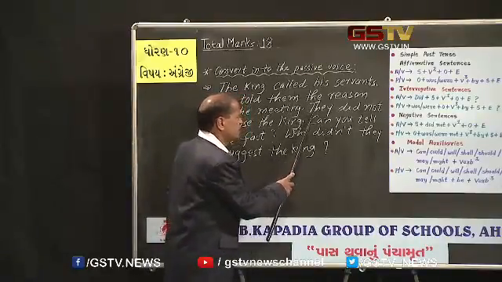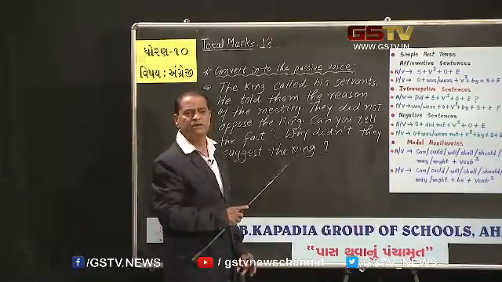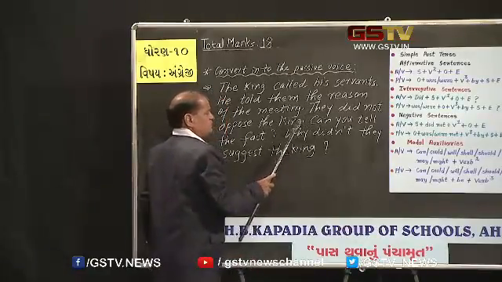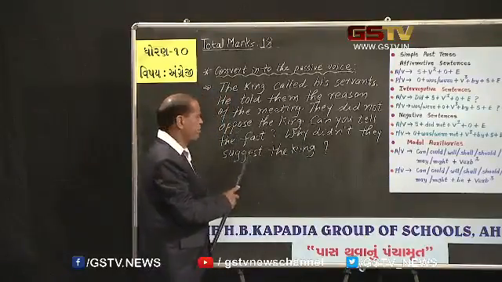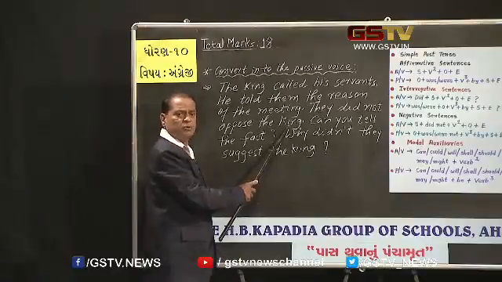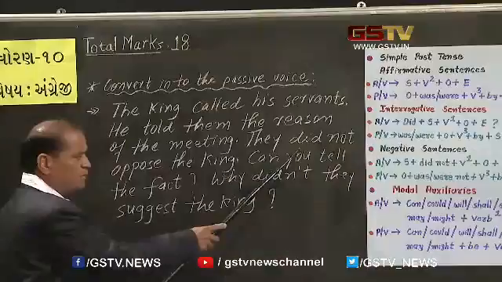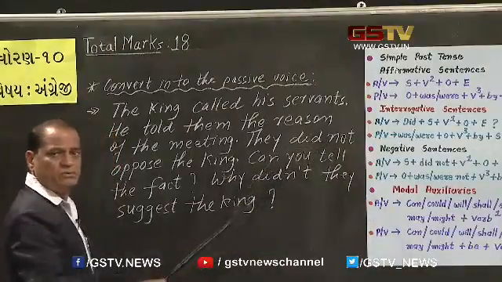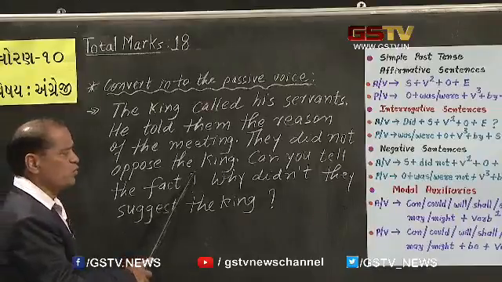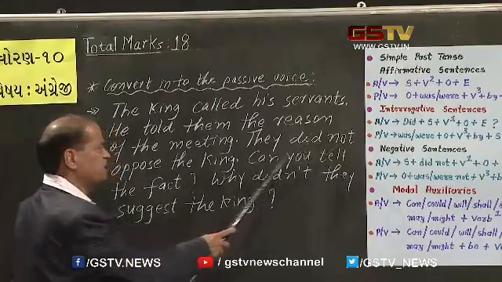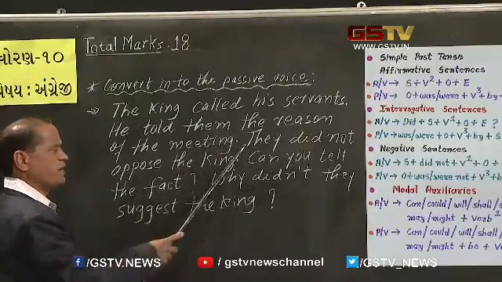This sentence, they did not oppose the king, is in negative form. So, they is the subject, oppose is the verb, and the king is the object. Here, the king, and we have to replace did not by was or were not. The king means the object is singular number, so we have to use was not in place of did not. The king was not opposed by them.